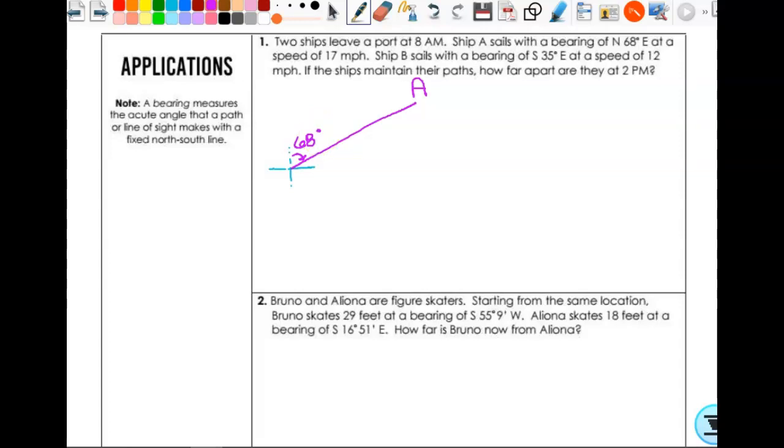Ship B leaves the same place, and it goes south 35 degrees east. We'll swing this way, and this is 35 right here. And this is ship B. And I don't know if it's to scale or not. It's just where I stopped my line segment, and it's fine as long as we label right. And then I'm going to connect those two because I want to know how far apart they are. So that's what I'm looking for. I know that ship A had a speed of 17 miles per hour. That's not my distance. That's my speed. Ship B, a speed of 12 miles per hour.